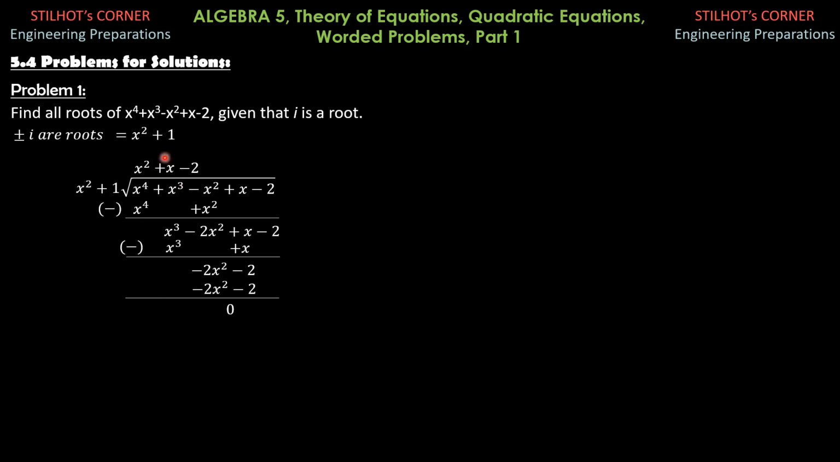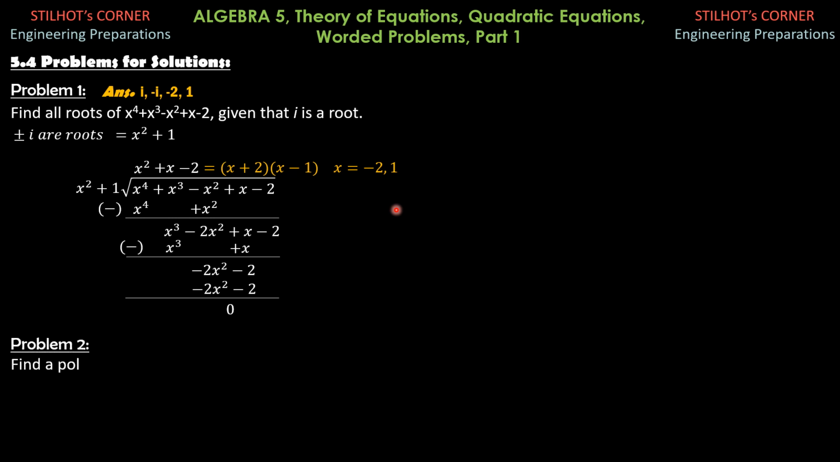So this is the quotient, and we write this in factored form as x plus 2 times x minus 1. So you have to check if this binomial is factored correctly. So that's the correct factored form. Therefore, the other roots are negative 2 and 1 after we equate this to 0. So negative 2 and 1. Therefore, the answer would be plus minus i and negative 2 and 1. Those are the roots.